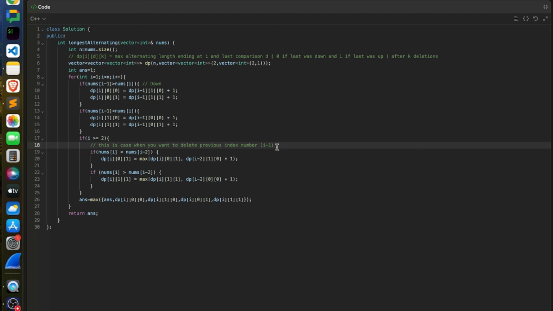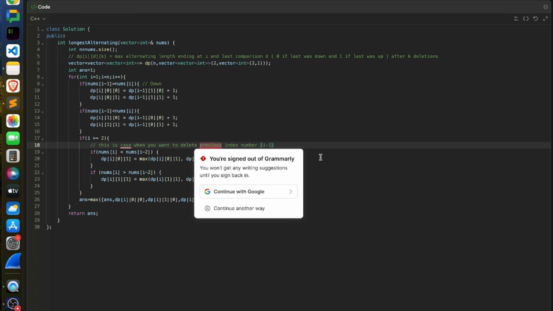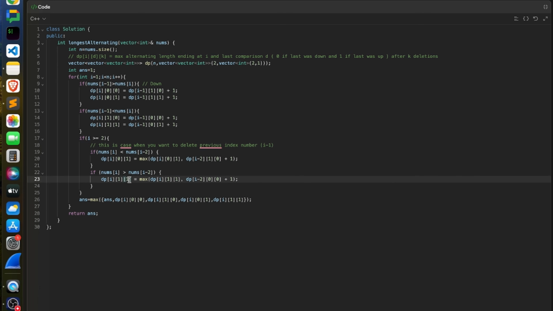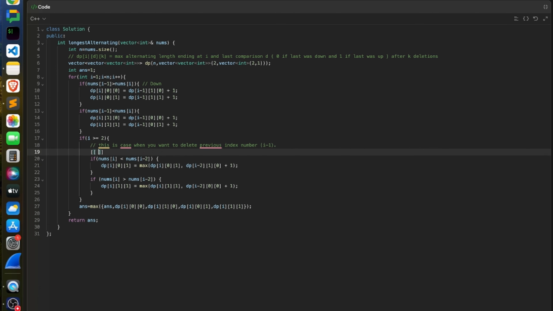So here I want to delete I minus 1, so your k is always going to be 1 here for sure, because you want to delete the number at index I minus 1, right? So your k is fixed. So there are two choices for comparison, whether the comparison is 0 or 1. So if your current number is more than previous or less, right? So let me write it down.